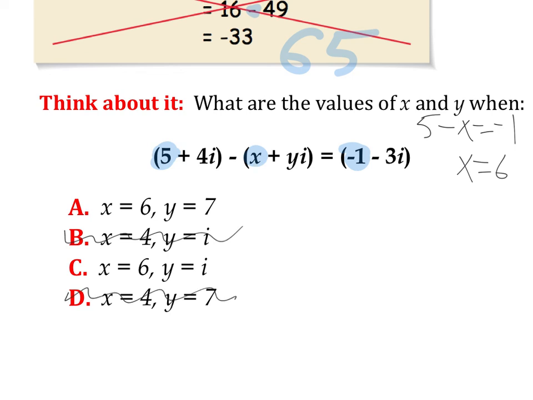Next, let's look at the imaginary parts. We have 4i minus yi equals negative 3i. So I've got 4 minus something equals negative 3. Well, that would be 7. So A would be our answer.